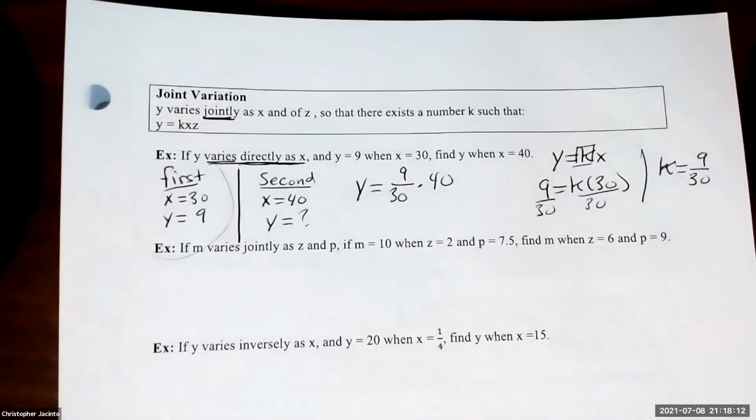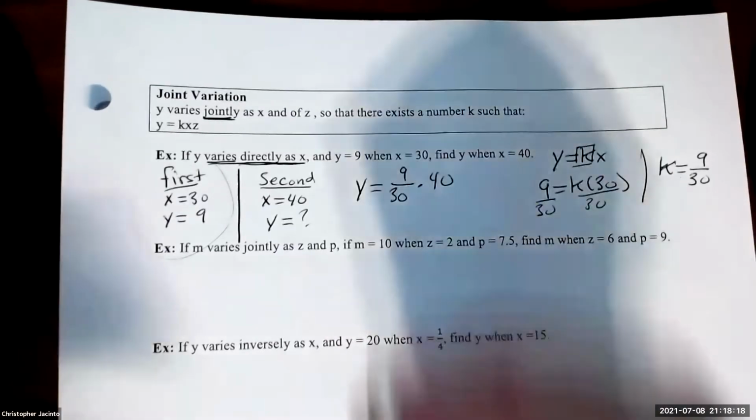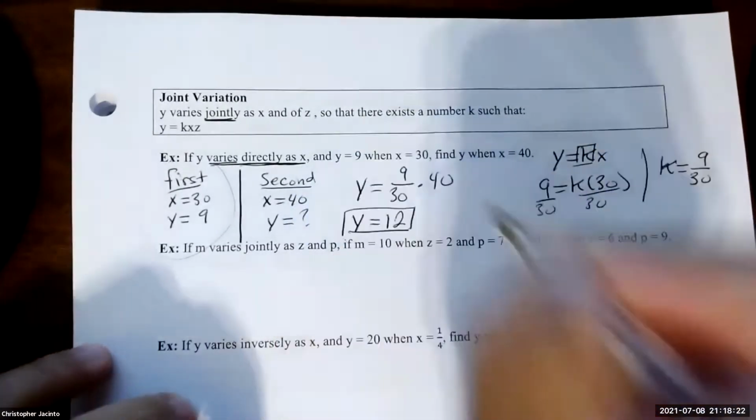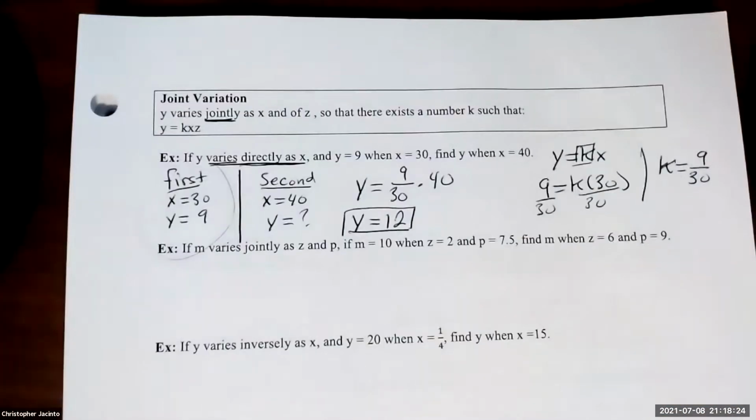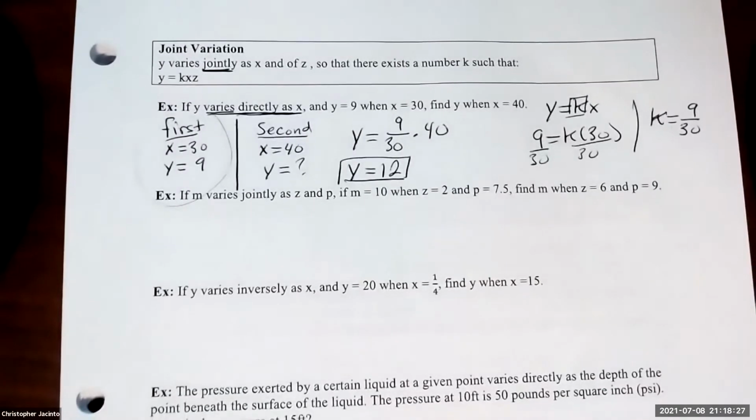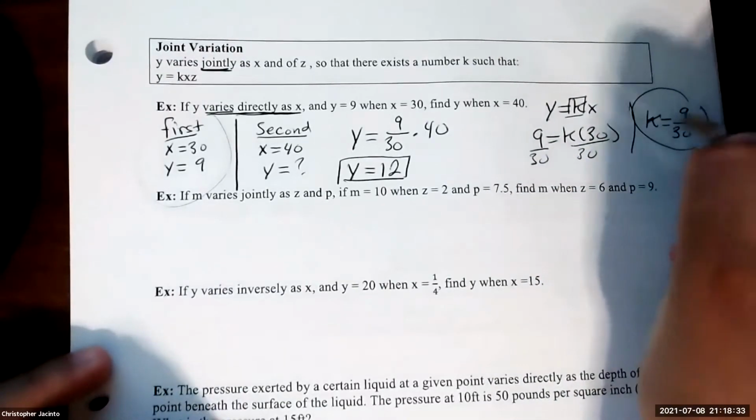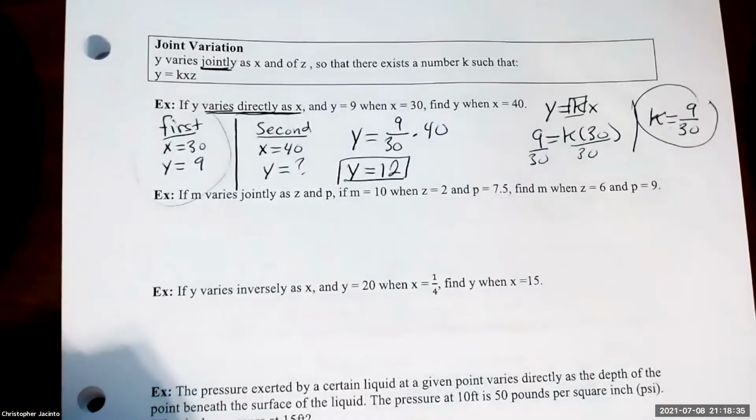So 9 times 40, again just using a calculator, and then dividing by 30 gives us a nice 12. And there we go. That's all we have to do. So again, just remember, you must always find k first and then go to your second situation.